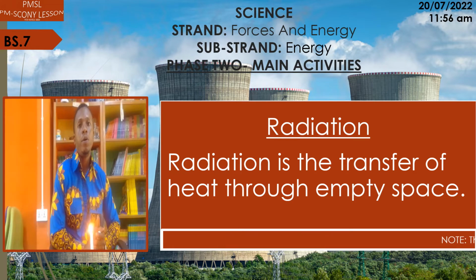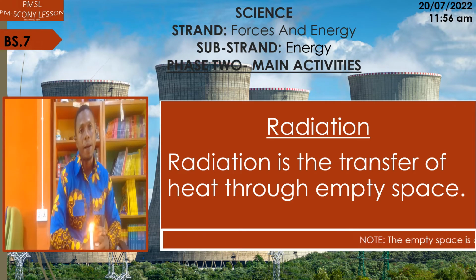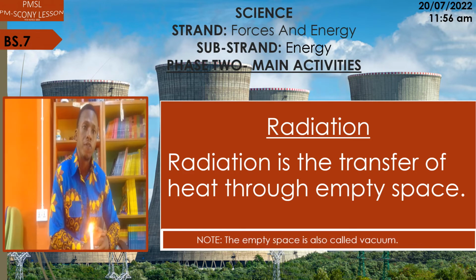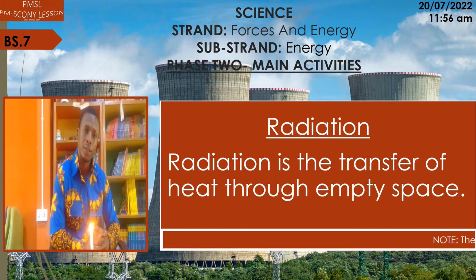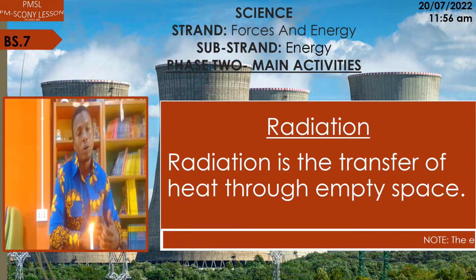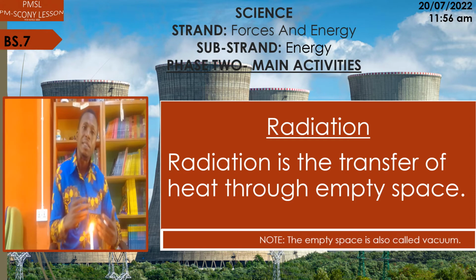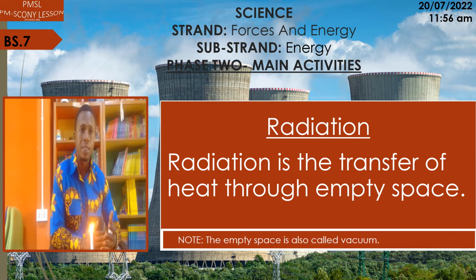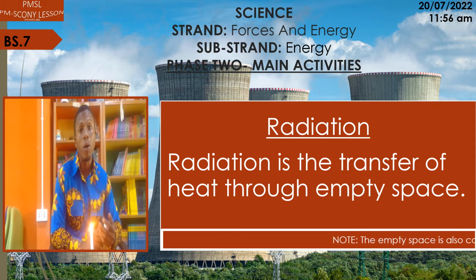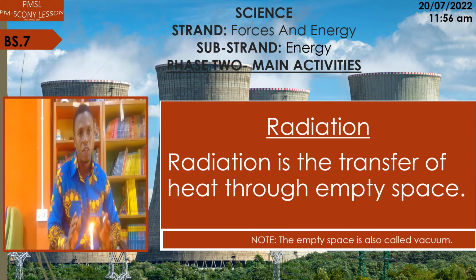The form of heat transfer you are going to learn right now is radiation. As you know, there are three modes of heat transfer: conduction, convection, and the last one is radiation. We have already explained conduction and convection. So right now we're going to learn the meaning of radiation and its demonstration. So what is radiation? Radiation is a transfer of heat through empty space. Another word for empty space is vacuum. This means heat will transfer through empty space.